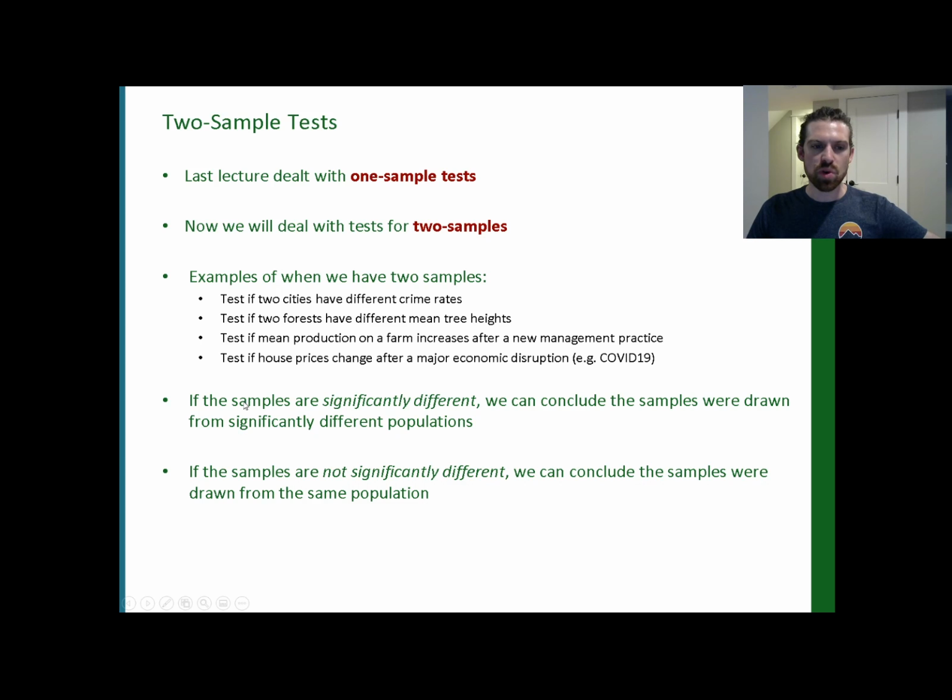And as I mentioned before, here we're interested in whether the samples are actually significantly different from each other. And if they are, then we can conclude that the samples were drawn from different populations, okay? If the samples are not significantly different, then basically we can conclude that the samples were drawn from the same population, okay? So this is the key difference with regards to how we interpret this set of tests.